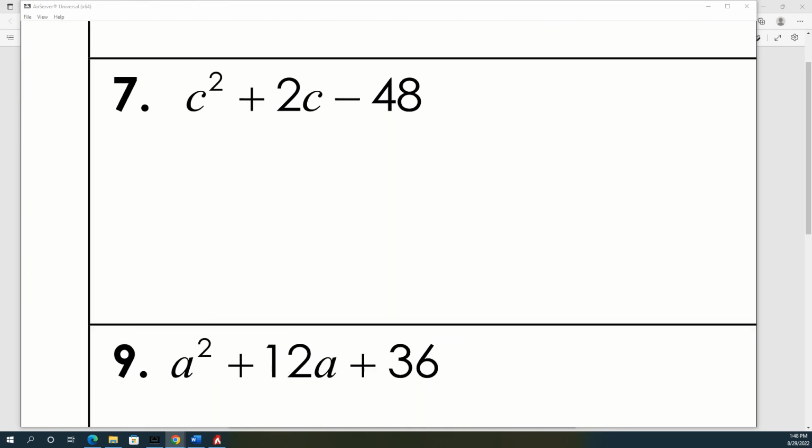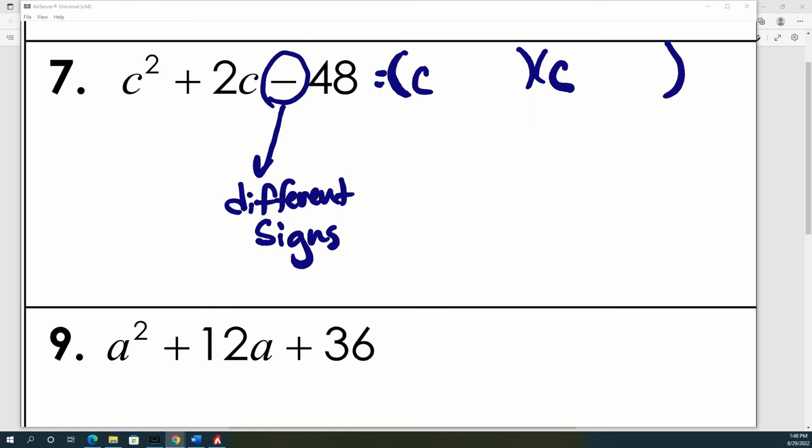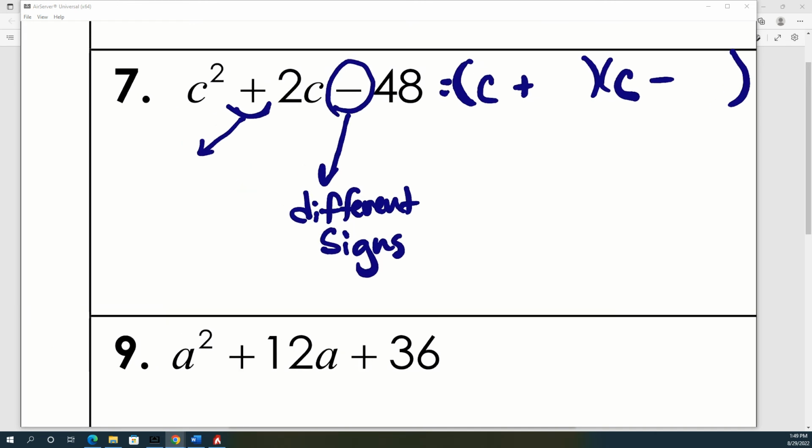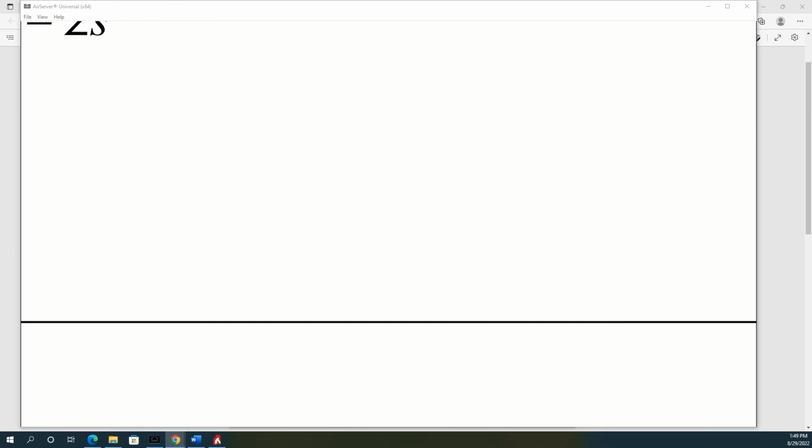Okay, so let's do 7 and 9 together. On 7, we already decided there wasn't a common factor, so we can go ahead and start factoring it. To get c squared, it's going to be c and c. I know if this is a minus that my signs are different, one plus, one minus. And when I add, I get a positive 2, so I need the bigger number to be the positive number. So I'm going to look at 48. We're going to multiply to get 48, and the signs are different, so we're going to subtract to get 2.